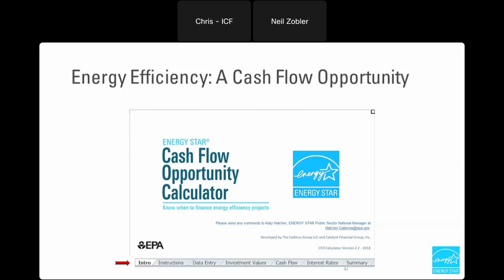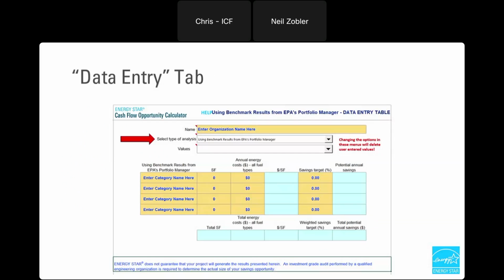You can download the tool from EPA, and as you can see, it's built using an Excel model or structure. So you look on the bottom, we have our tabs: introduction, instructions, data entry, investment values, cash flow, interest rates, and a summary report. Let's take a look, drilling down. First tab, anything that is in yellow is a field that can be overwritten. So you can put your name of your organization in there.